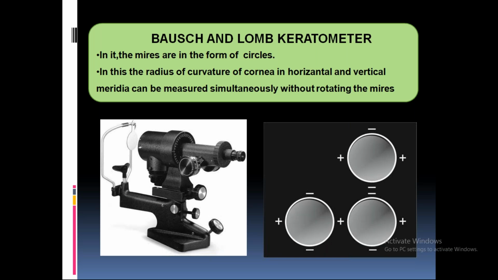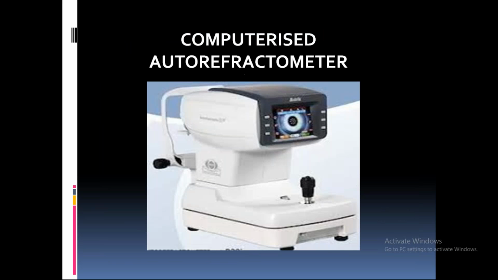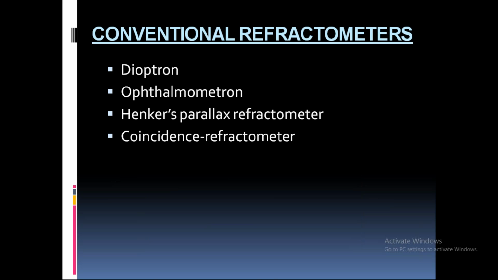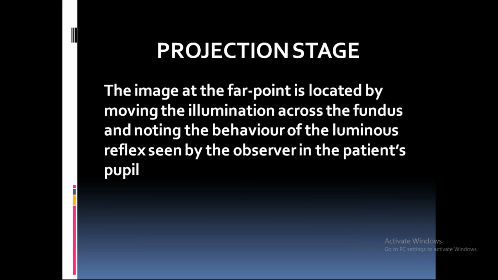Ophthalmoscopy, direct ophthalmoscopy and indirect. Keratometry: Bausch and Lomb keratometer and Javal's keratometer. Autorefractometer, computerized eye testing. These are the various investigations in ophthalmology.